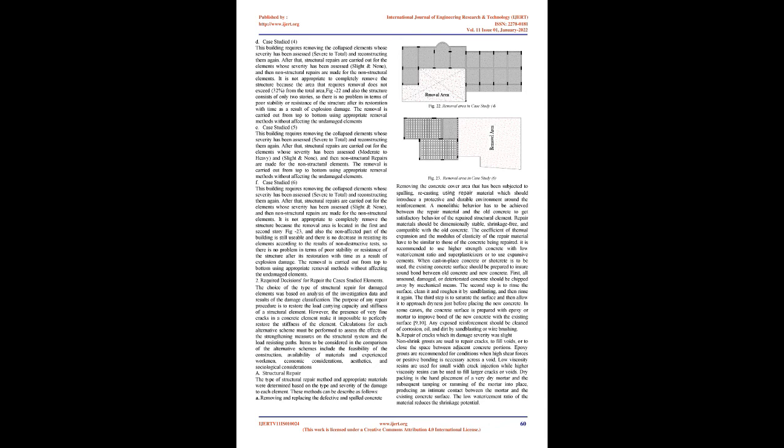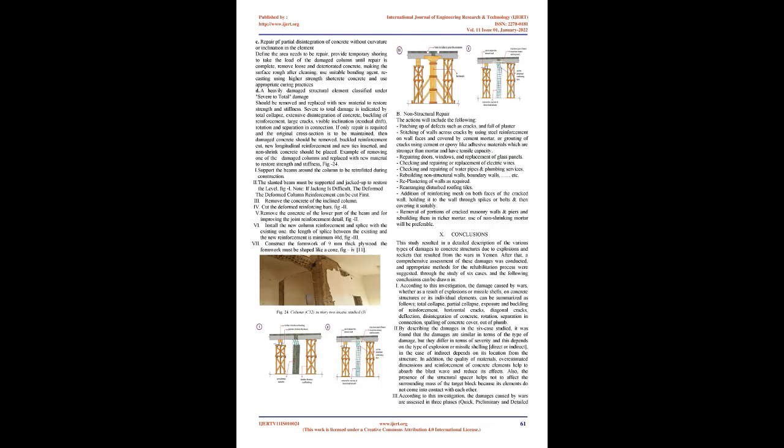A monolithic behavior has to be achieved between the repair material and the old concrete to get satisfactory behavior of the repaired structural element. Repair materials should be dimensionally stable, shrinkage-free, and compatible with the old concrete. The coefficient of thermal expansion and the modulus of elasticity of the repair material have to be similar to those of the concrete being repaired. It is recommended to use higher strength concrete with low water/cement ratio and superplasticizers, or to use expansive cements.